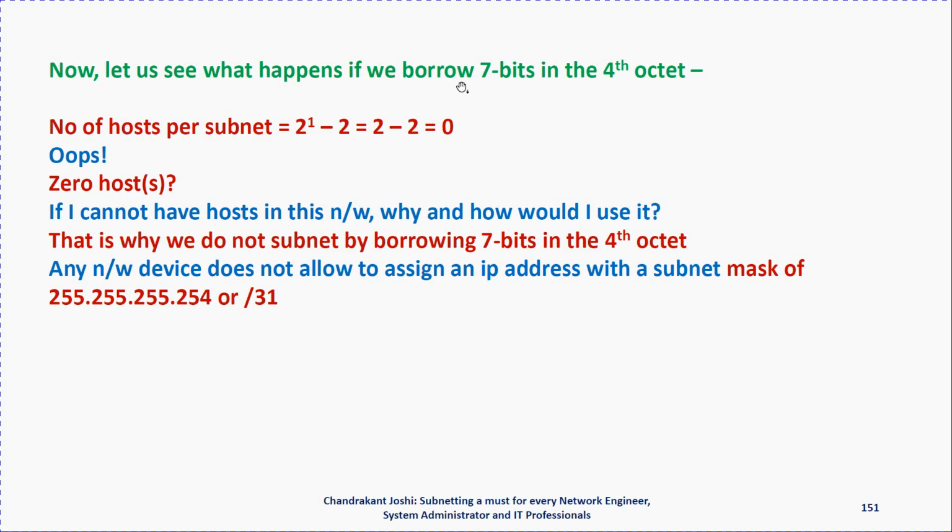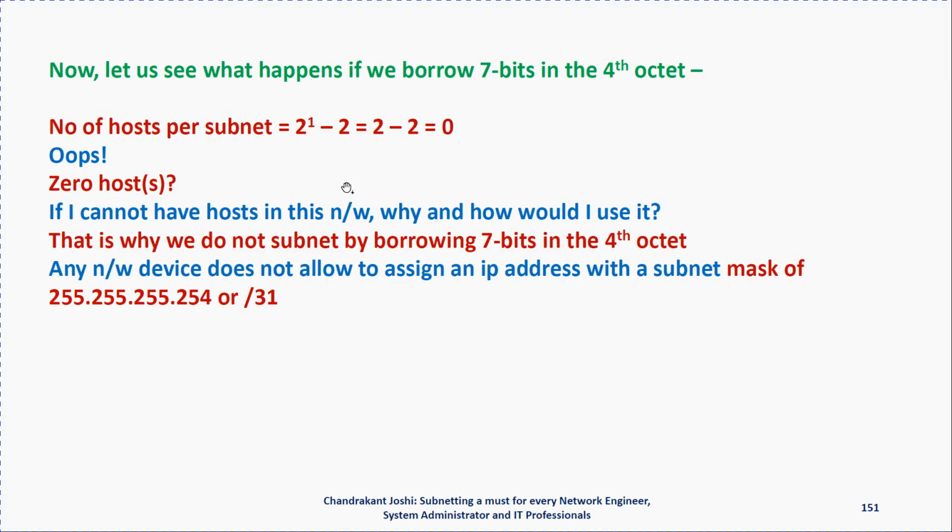Now let us see what happens if we borrow 7 bits in the 4th octet. If I borrow 7 bits, then the number of host bits is 8 minus 7, which is 1, so 2 power 1. The formula is 2 to the n minus 2. So 2 power 1 is 2, and 2 minus 2 is 0. Oops, there are 0 hosts.